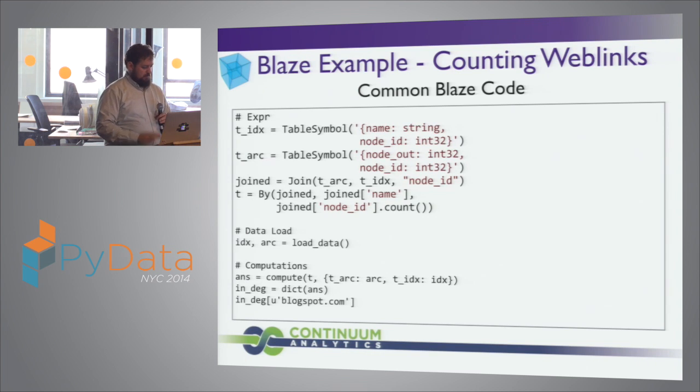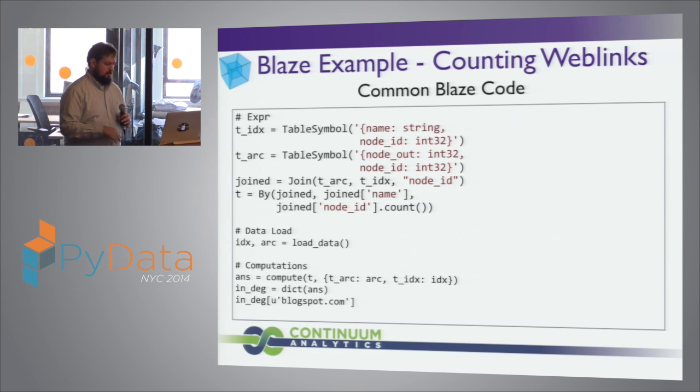And for example, I load data, which I'll show you in just a minute, which is the part where you can switch from different places. In the computation, it says compute. It figures out what your data is and what your compute system is based upon that data. And then you can have dictionary-like access to things like how big is Blogspot's footprint.